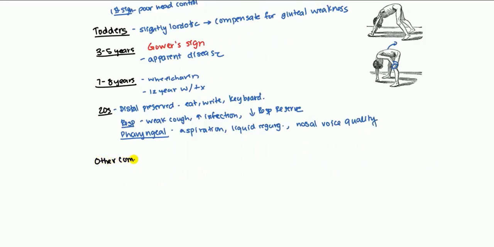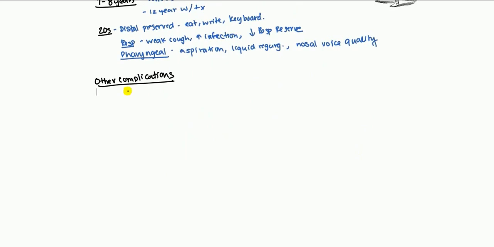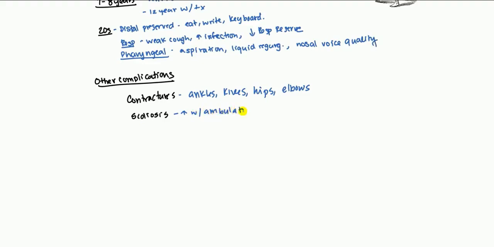Beyond this, there are some other complications that can occur. Firstly, they can get contractures, and these contractures will occur in the ankles, knees. You can also get them in the hips and the elbows. Besides this, it is associated with scoliosis, and this scoliosis occurs early on, but once they become ambulatory, it increases with ambulation, so once they get in that wheelchair.